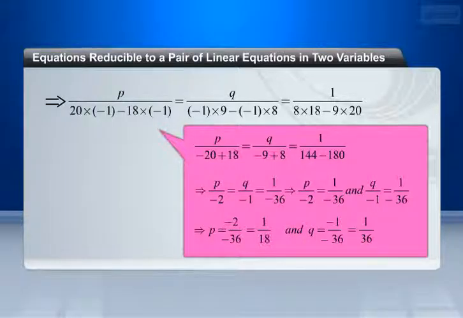By cross-multiplying the denominator on left-hand side, we have P equals minus 2 by minus 36. This implies that P equals 1 by 18. Similarly, we can write Q by minus 1 equals 1 by minus 36. By cross-multiplying the denominator on left-hand side, we have Q equals minus 1 by minus 36. This implies that Q equals 1 by 36.